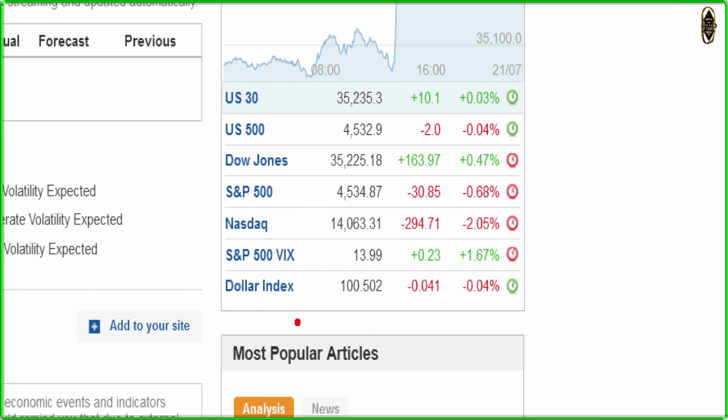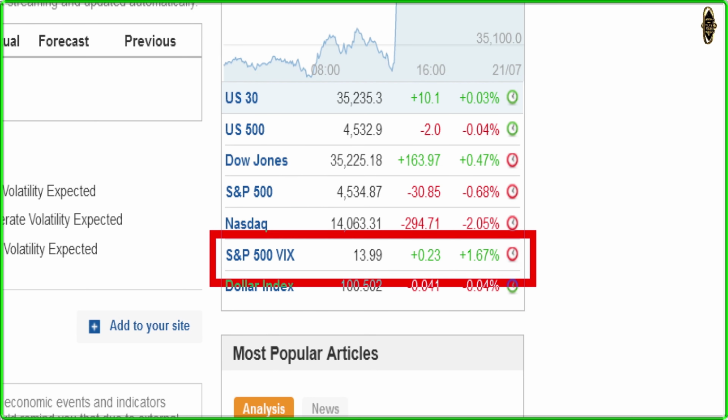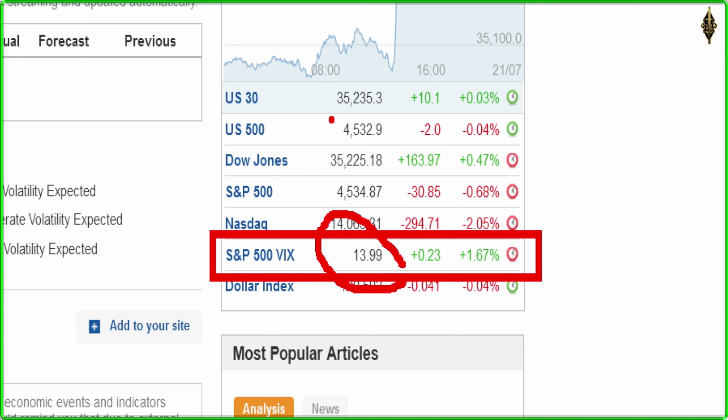That's why we are upset these days. Plus, down here is our friend the VIX. It stays very, very low. The currency itself is very low. There is nothing to be worried about.